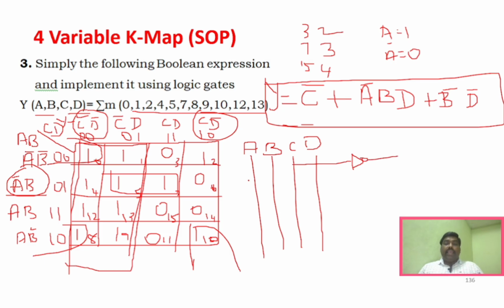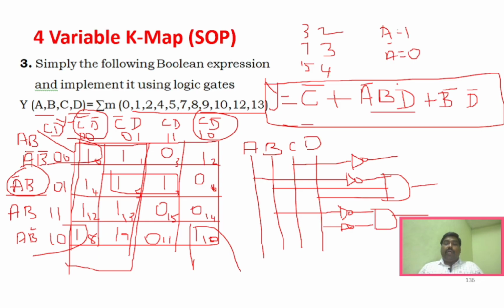And then it is A bar B D, right? So for A bar, I'll take A and put a NOT gate, and then it's B, and then it's D. So I'll put an AND gate here, because it is a product, right? And then it's B bar, D bar. So for B bar, I'm putting a NOT gate, and for D bar, I'm putting a NOT gate, right?